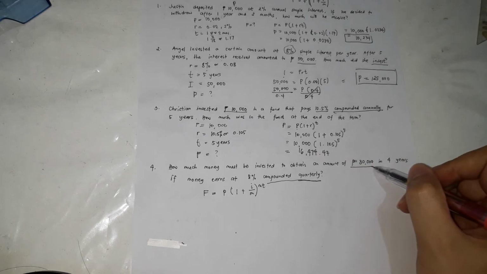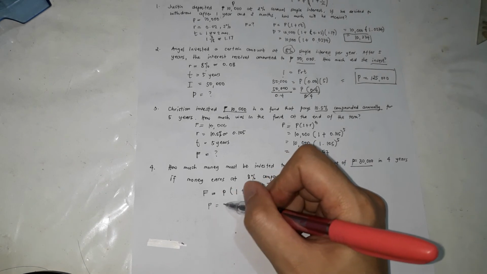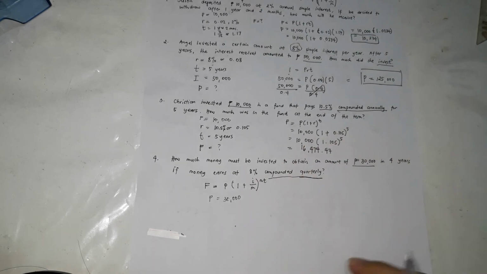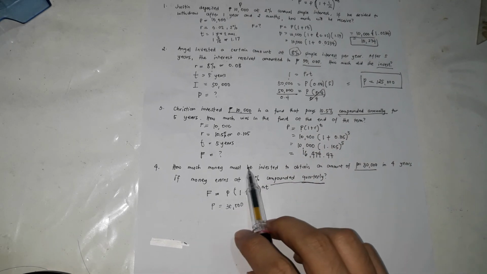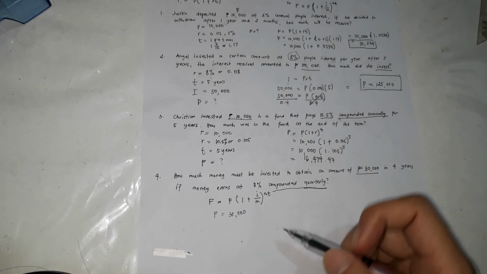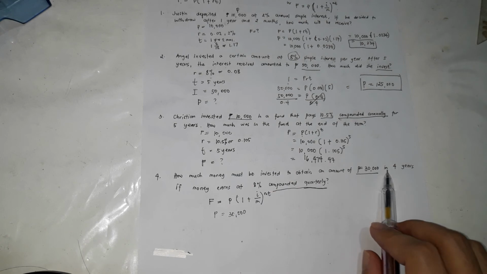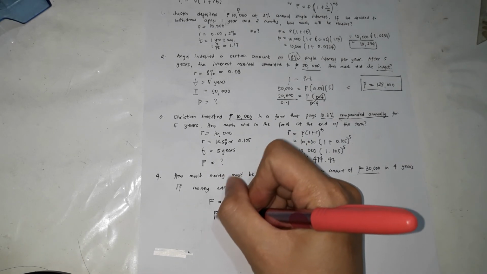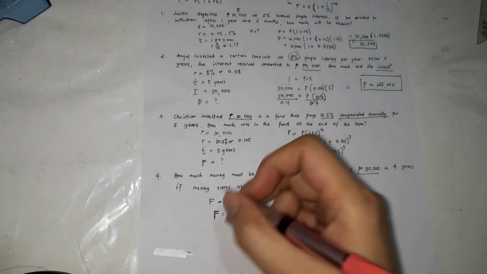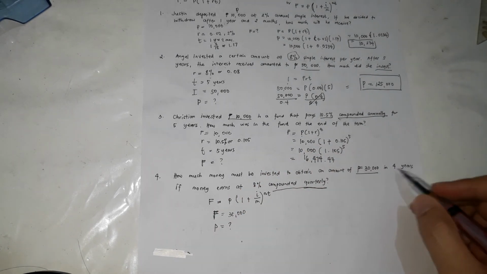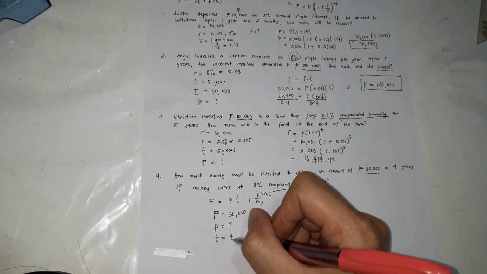So, how to solve? So, the first given is 30,000. Is it P? How much money must be invested? So, ang hinahanap pala dito is P. So, to obtain an amount of 30,000 in 4 years. So, future value pala itong 30,000 because ito yung ikukunin mo after 4 years. So, magkano invest mo dapat? So, we're looking for P. So, T is equal to 4. Again, T should be per year.